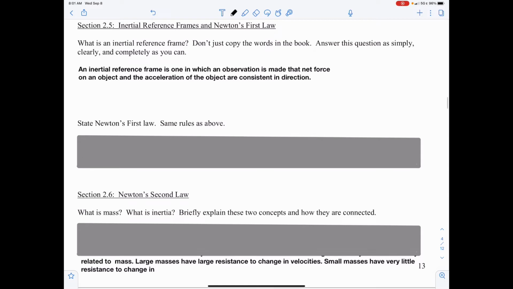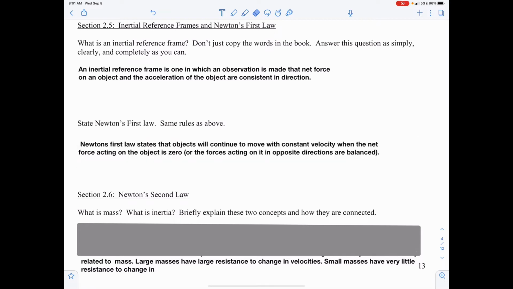State Newton's first law. Newton's first law tells us that objects will continue moving with a constant velocity when the net force acting on the object is zero. In other words, forces acting on it in opposite directions are balanced.